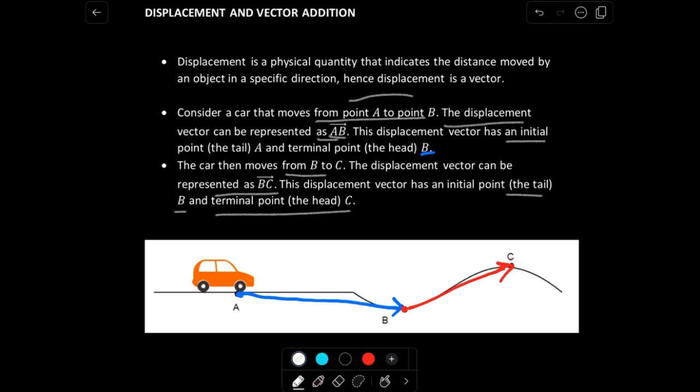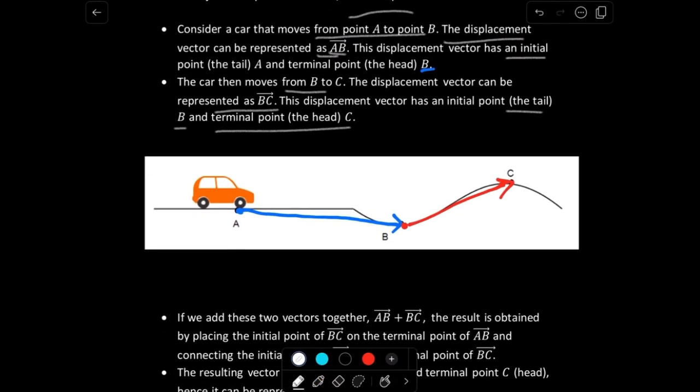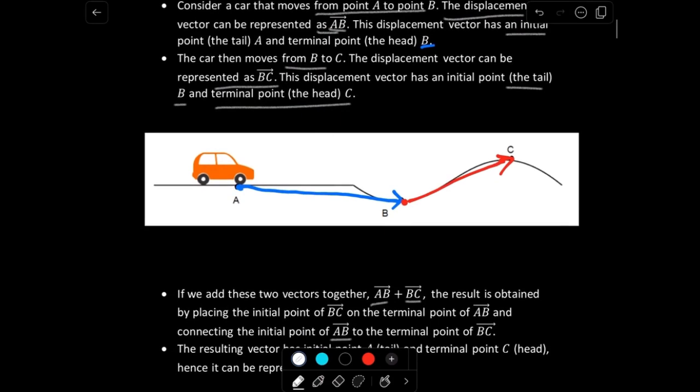Now, if we add these two vectors together, vector AB plus vector BC, the resulting vector is obtained by placing the initial point of BC on the terminal point of AB. Where's the initial point of BC? It's that red dot there. The terminal point of AB is where the arrowhead of vector AB is. You can see that the initial point of BC and the terminal point of AB are the same.